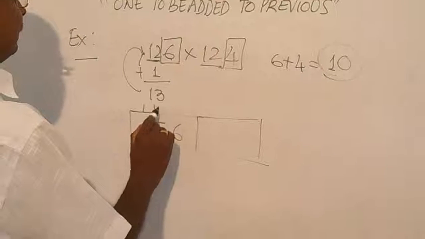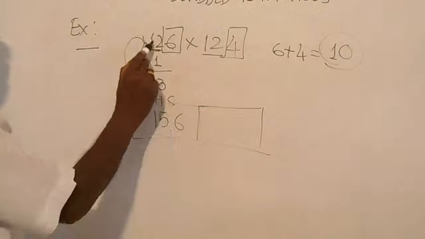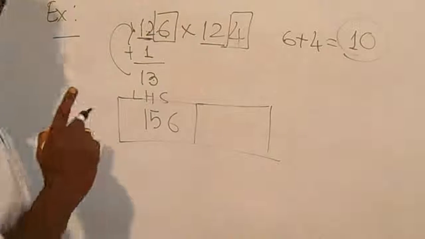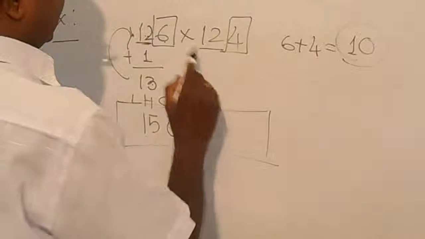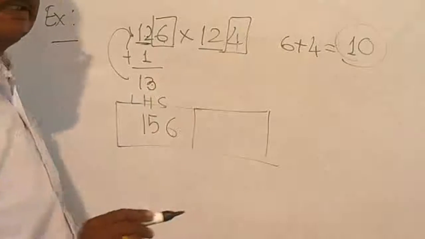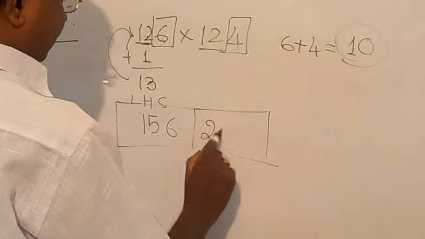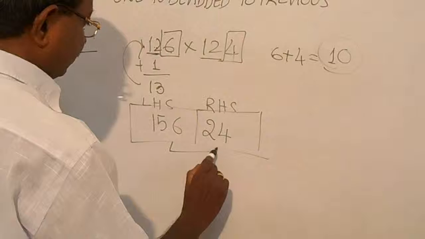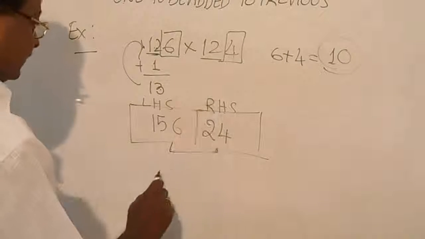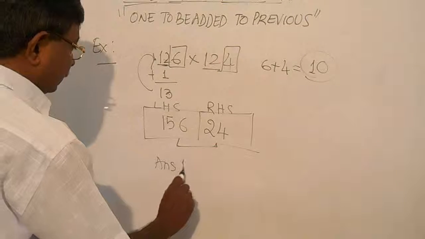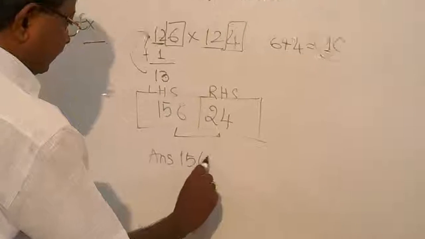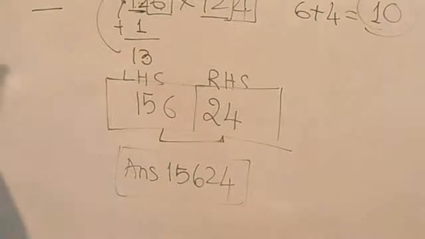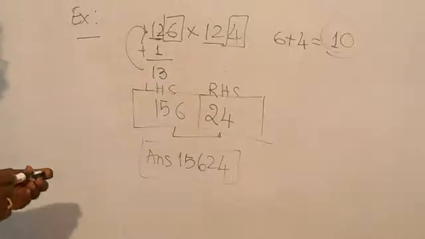Okay, now this is forming LHS. Here 13 and 12. 13 into 12 is 156. We form this 156 as LHS. And one more is 6 and 4. 6 into 4 is 24, forming RHS. So now we join both LHS and RHS, forming the answer. 15,624 is the answer for 126 into 124. Okay.